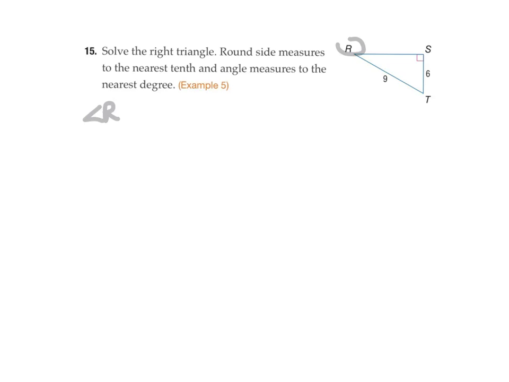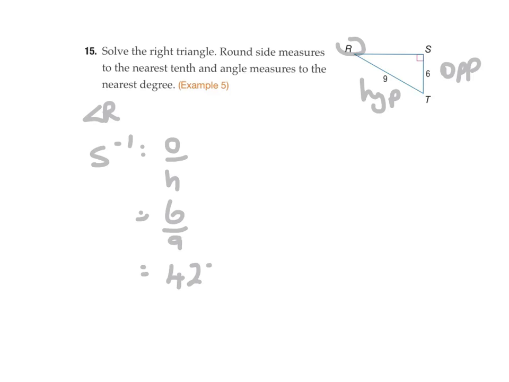I'm going to label the sides. So this guy is opposite, and here is your hypotenuse, so it's the sine question. Quote the formula, sine inverse equals opposite over the hypotenuse. Substitute in, it's 6 over 9, which will give you 41.8, but in this case 42, because the question asks to the nearest degree. Okay, so if angle R is 42, then angle T must be 90 subtract the 42, which is going to give us 48 degrees.